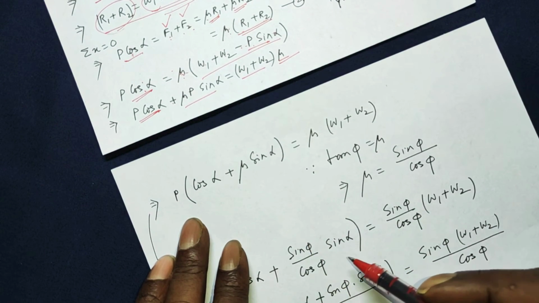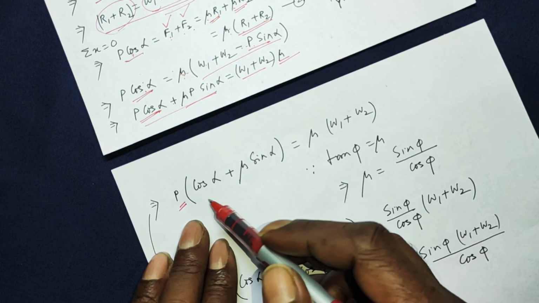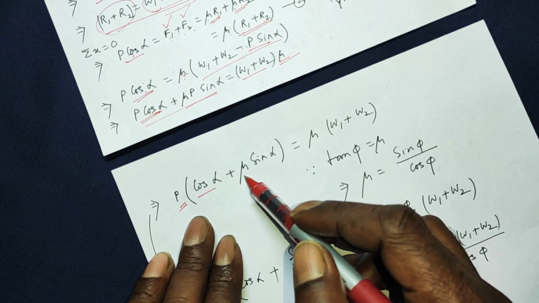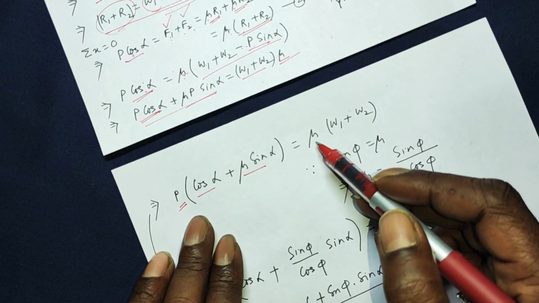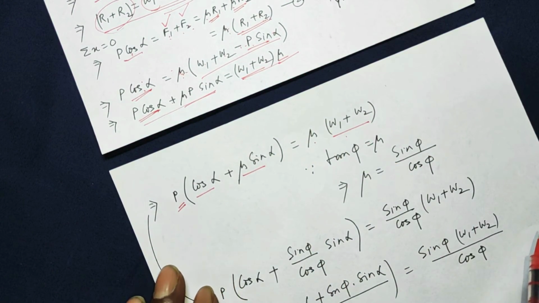So now what I do is take P common from here. I have taken P common here. I am left with cos alpha plus mu times sin alpha. Mu times W1 plus W2 remains as such.